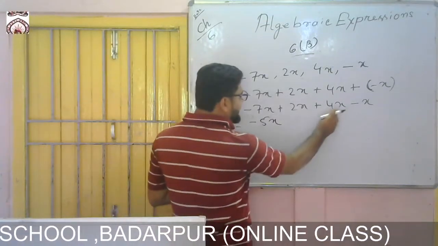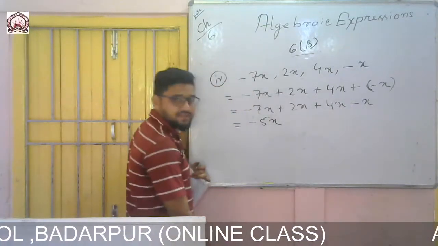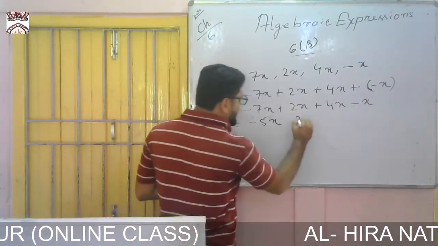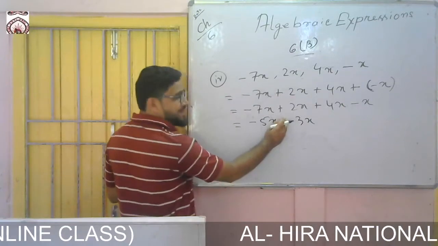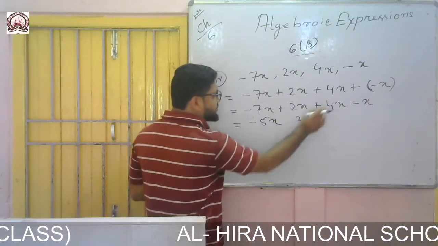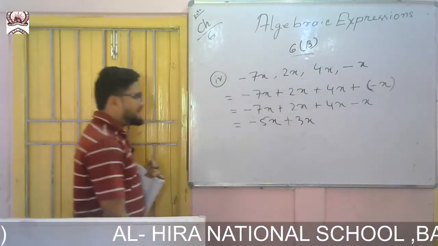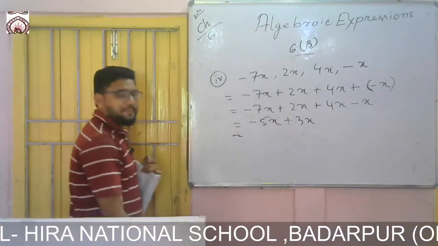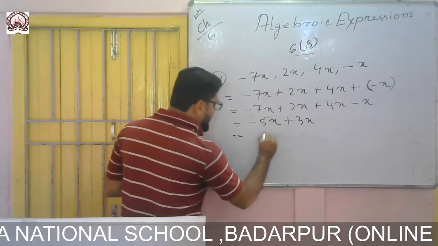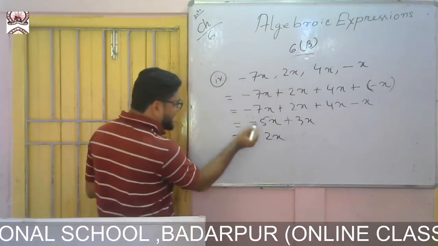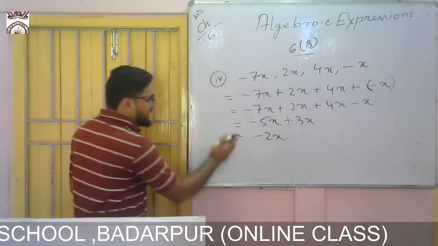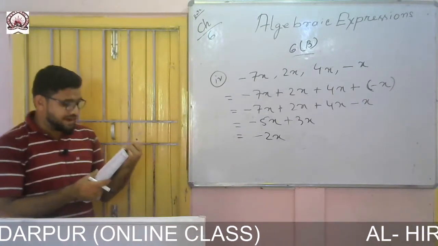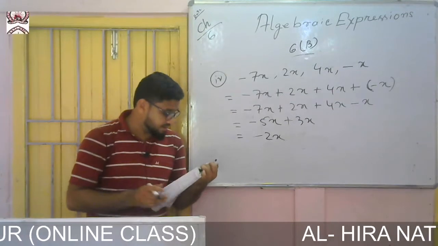Now you see 4x plus minus, minus. Then 4x minus x is thrice x. And here, plus or minus? It will obviously be plus, because 4 is greater. So minus 5x plus thrice x. Now again, plus minus, minus. So 5 minus 3 is twice x, and the bigger symbol is 5's, which is minus. So minus twice x is the required answer.